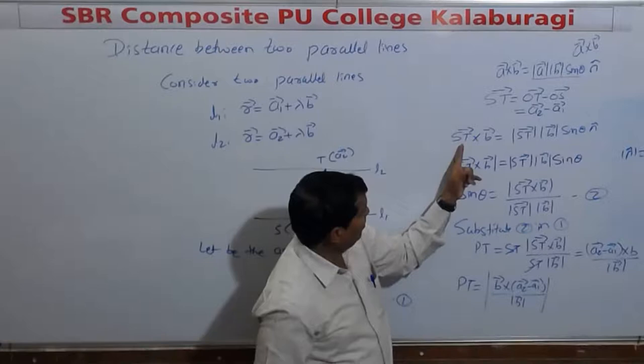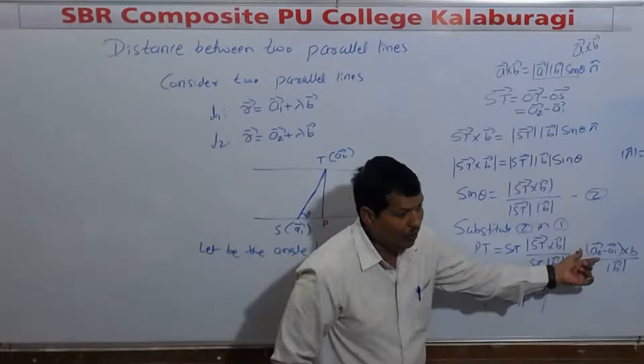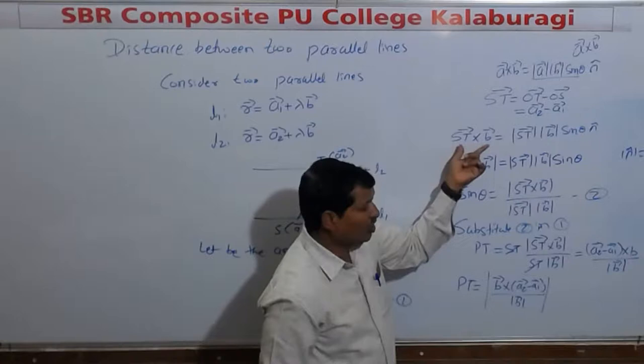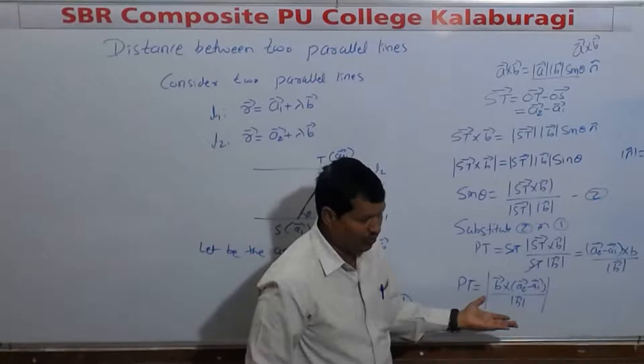This is the same answer. But they have given the form in the textbook, that is why this is the answer they give. Here if you take B cross ST, you get the same answer. Either you take ST cross B or B cross ST, you get the same answer. The answer comes either positive or negative, there is no change in the magnitude, only its sign will be opposite. So therefore this is the answer.